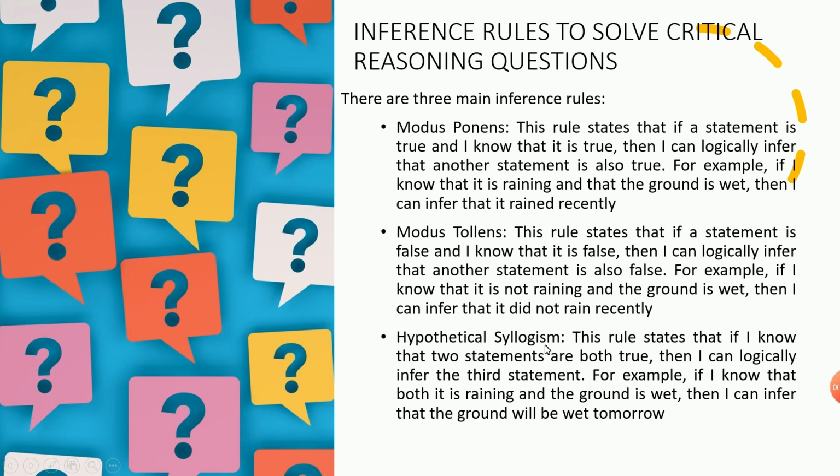Next is the hypothetical syllogism. So this rule states that if I know two statements, we have already seen that last thing in syllogism, no, that one. So if two statements are true, then I can logically infer that the third statement is also true. So here again they are giving the same example. If I know that both it's raining and the ground is wet, then I can infer that the ground will be wet tomorrow also.